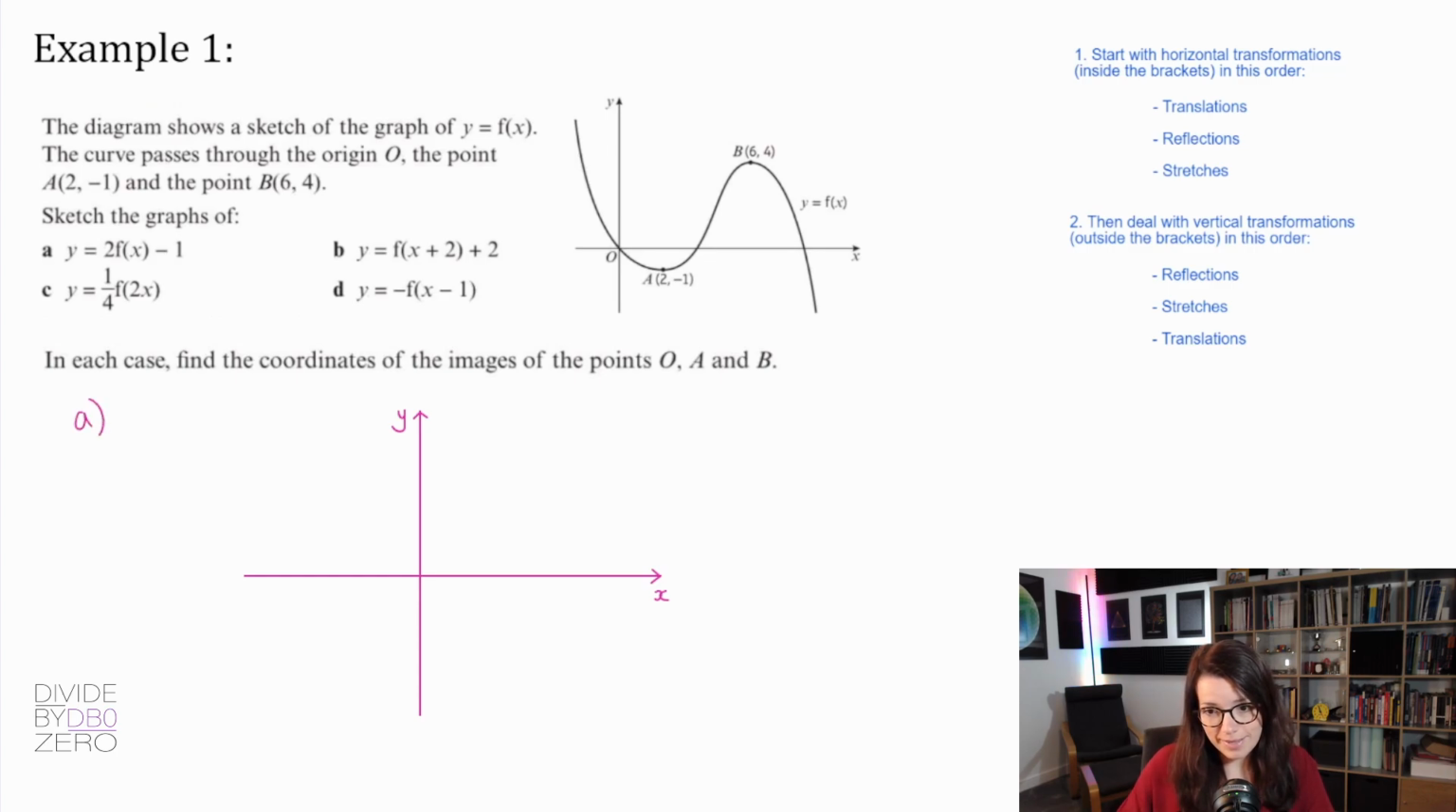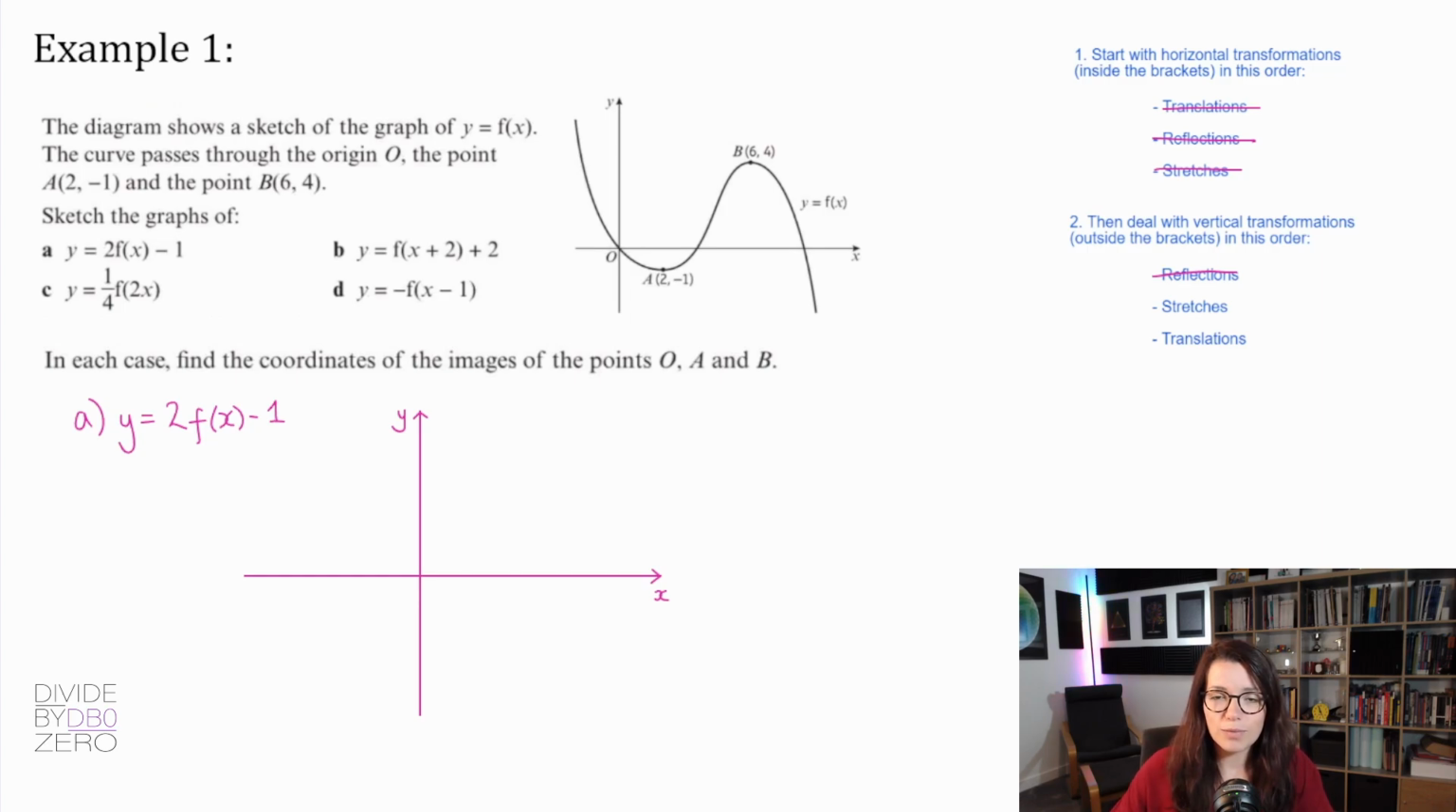Let's start with part A, y equals 2 f of x minus 1. If we refer to our checklist in terms of the order, we haven't got any horizontal translations, we haven't got any horizontal reflections, and we haven't got any horizontal stretches. So there's no horizontal transformations here. The x is on its own inside the bracket. In terms of the vertical transformations, we haven't got a reflection because there's no minus on the outside, but we do have a stretch of scale factor 2. So that is the first thing we should deal with.